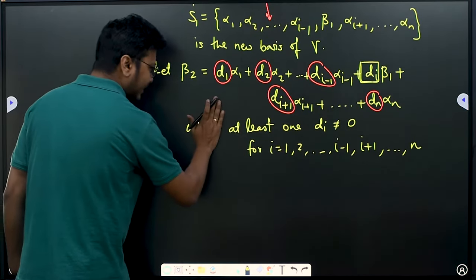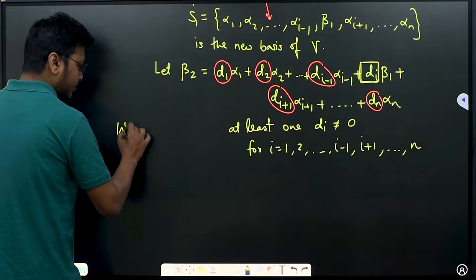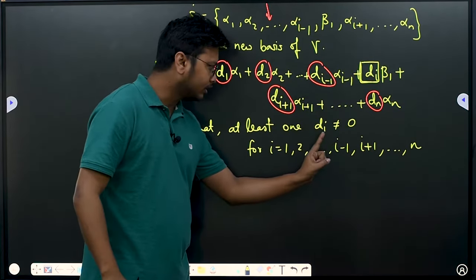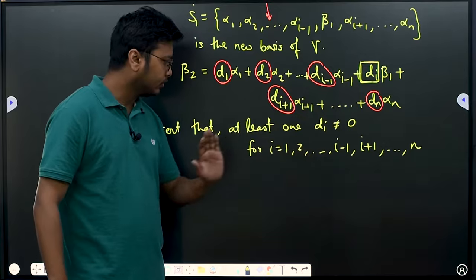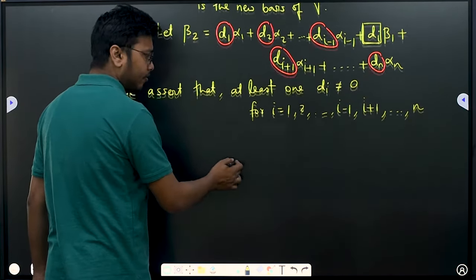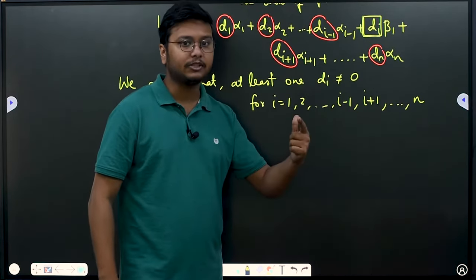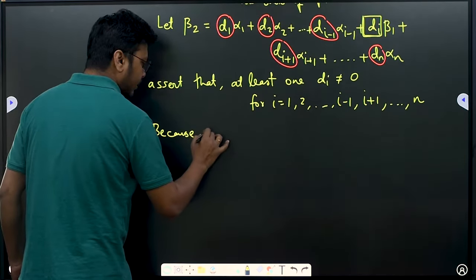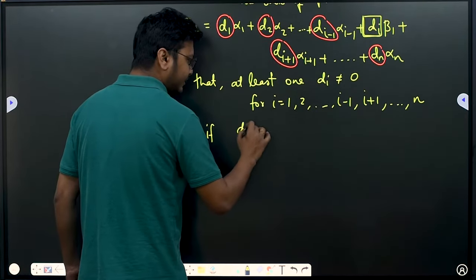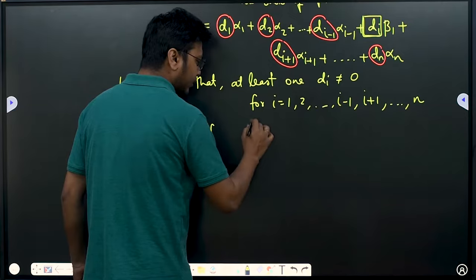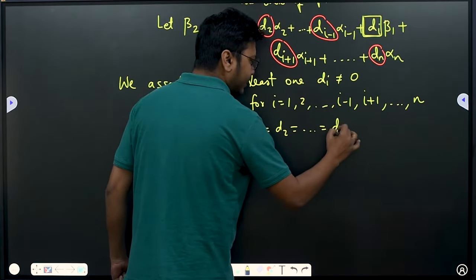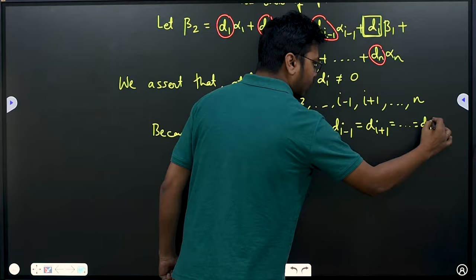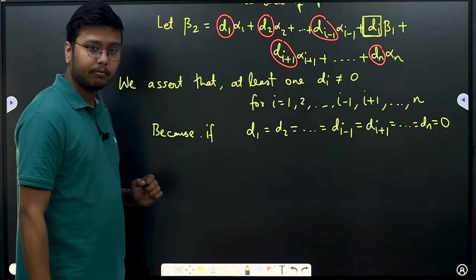We assert that at least one of the constants which I have circled is non-zero. Why can I consider this? Because if all of these d's are zero, that is, d1 equals d2 equals up till d(i minus 1) equals, skipping the di-th element, equals going up till dn, if all of them become equal to zero, then see what problem will happen.